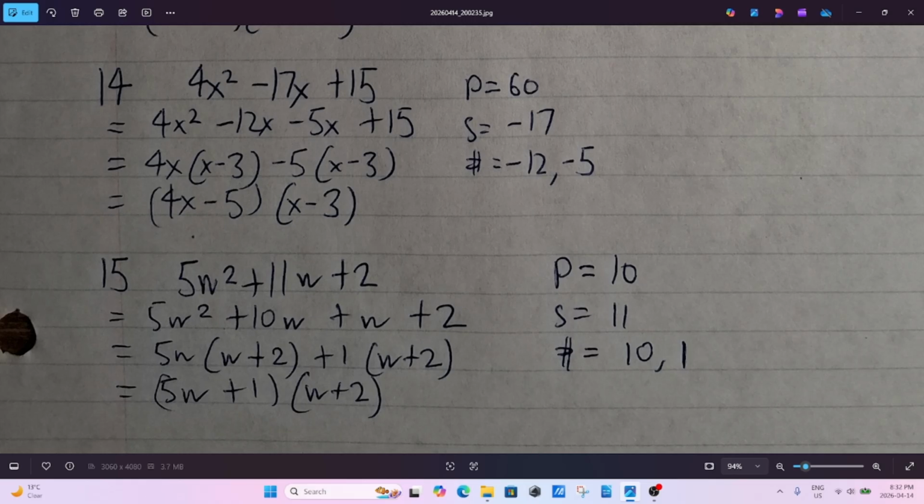Question 15. 5w squared plus 11w plus 2. The product is equal to 10 and the sum is equal to 11, so the numbers have to be 10 and 1. So we split the middle term, and it becomes 5w squared plus 10w plus w plus 2, which is equal to 5w times w plus 2 plus 1 times w plus 2. So the common factor is w plus 2. So it becomes 5w plus 1 times w plus 2.